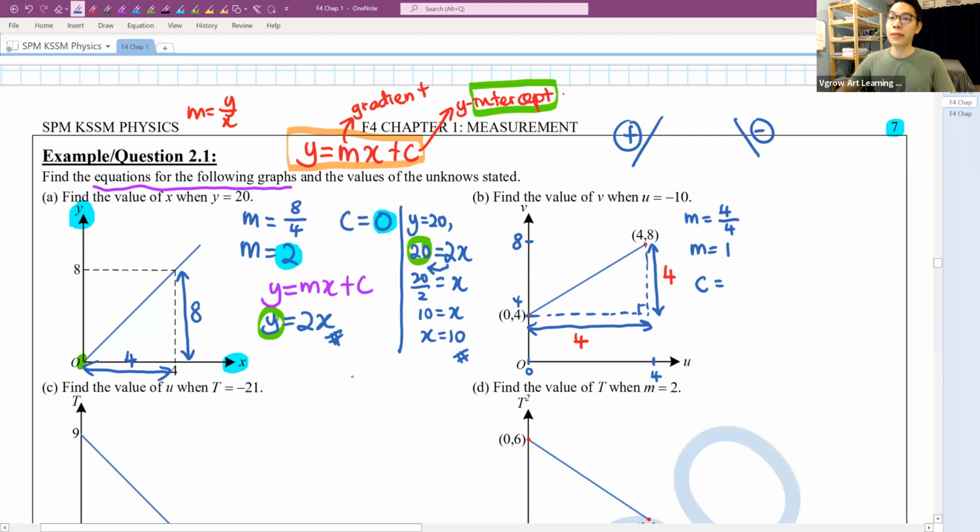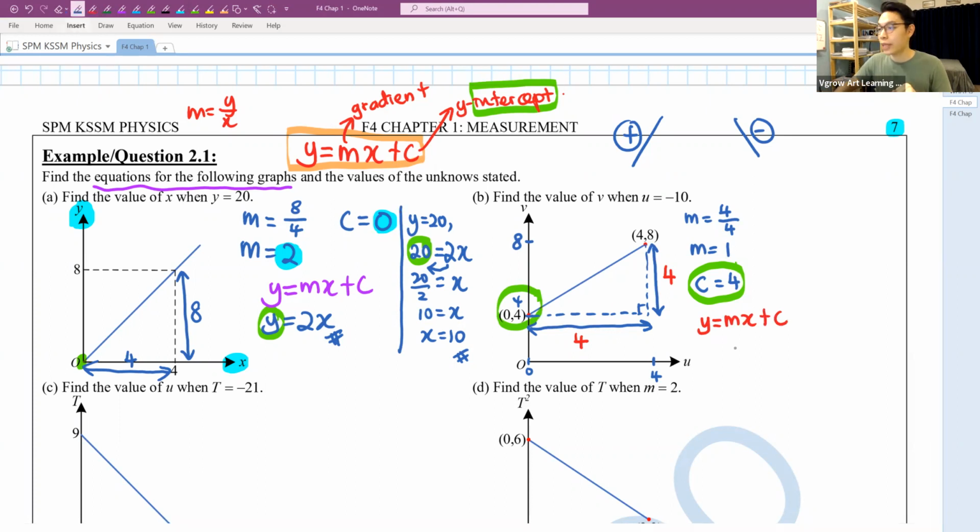The y-intercept. Okay, the y-intercept is where the graph cuts the y-axis. Okay, where the graph cuts the y-axis, so it's the 4. And then after that, I can put everything into the equation already. y equals mx plus c. Okay, I know what is the m. The m is 1. The c is 4.